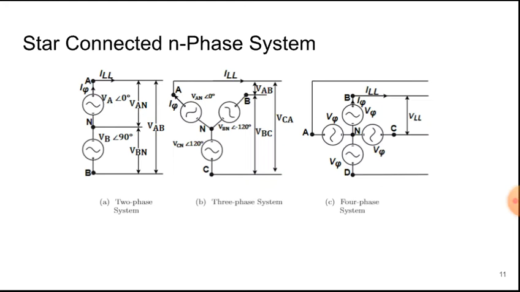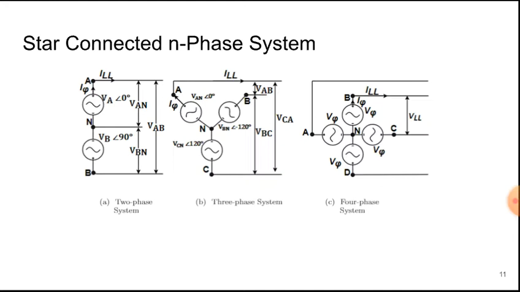In figure A, that's a two-phase system. It has two phase voltages that are out of phase by 90 degrees. It's not a split phase, it's two phase, so it's 90 degrees. The single phase voltages are VA and VB, or VAN and VBN.